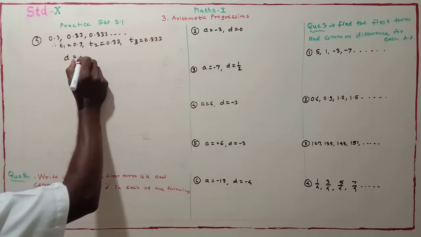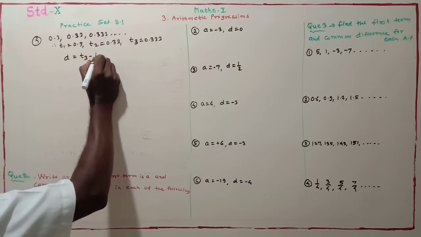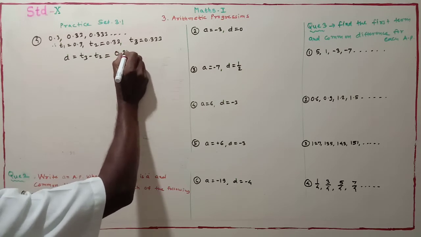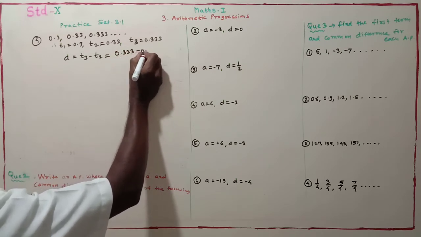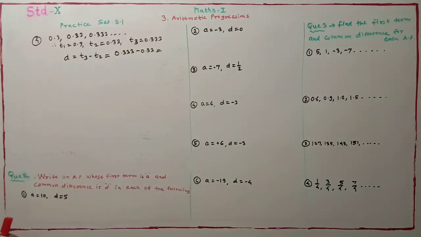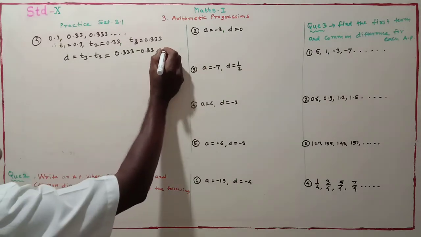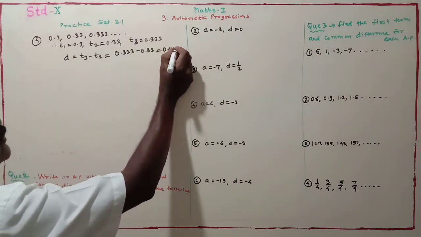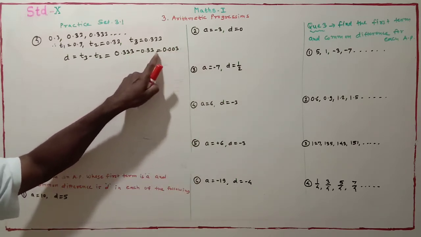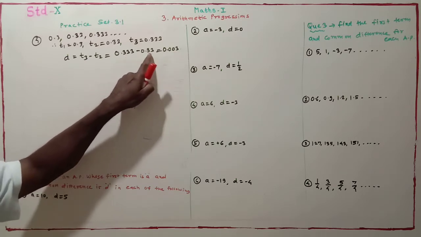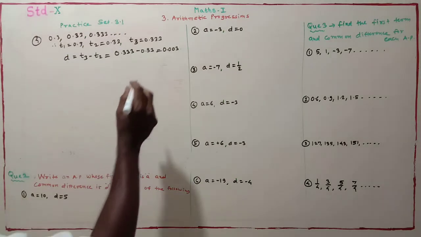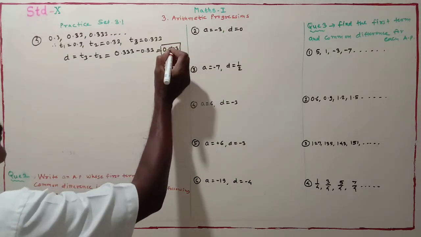D is equal to T3 minus T2. T3 is 0.333 minus 0.33 is equal to 0.003, because 3 minus 0 is 3, 3 minus 3 is 0, 3 minus 3 is 0, point and 0. This is the first D, the common difference.